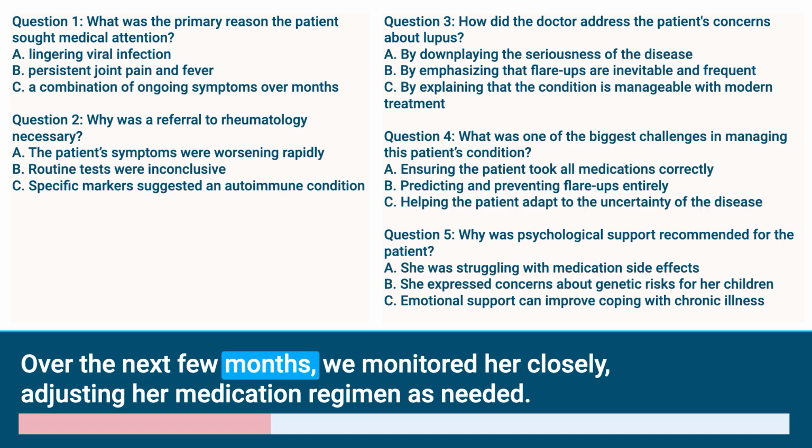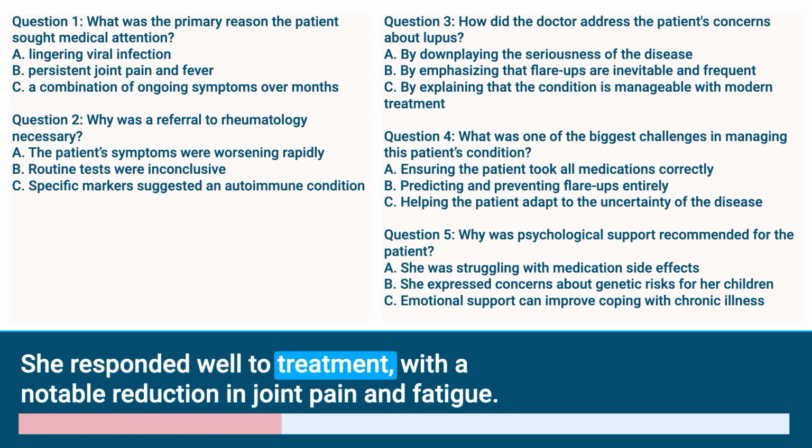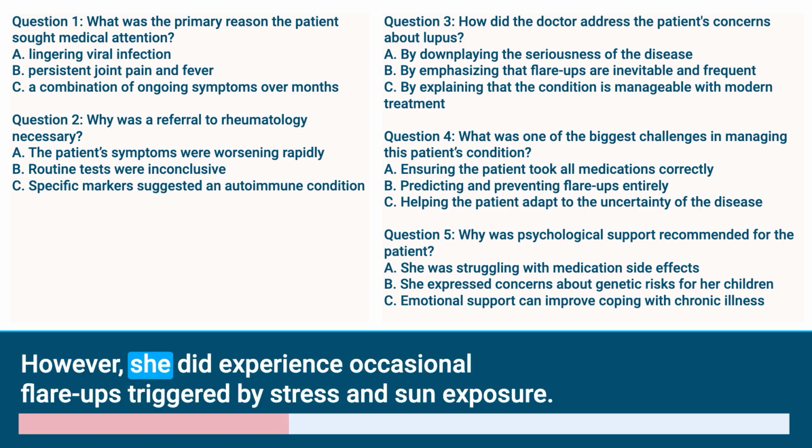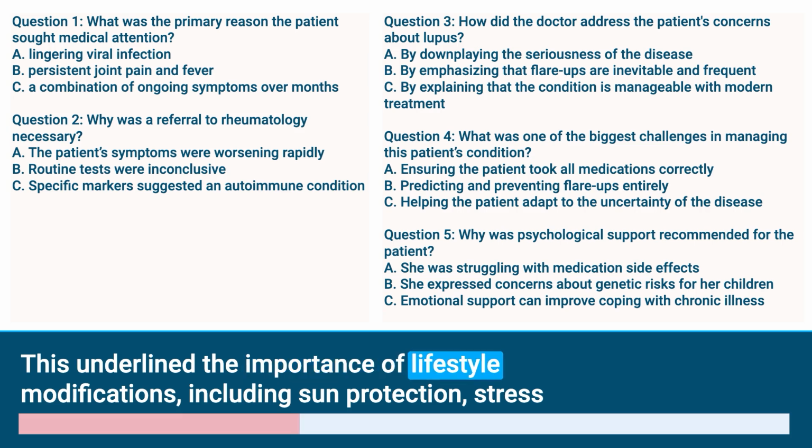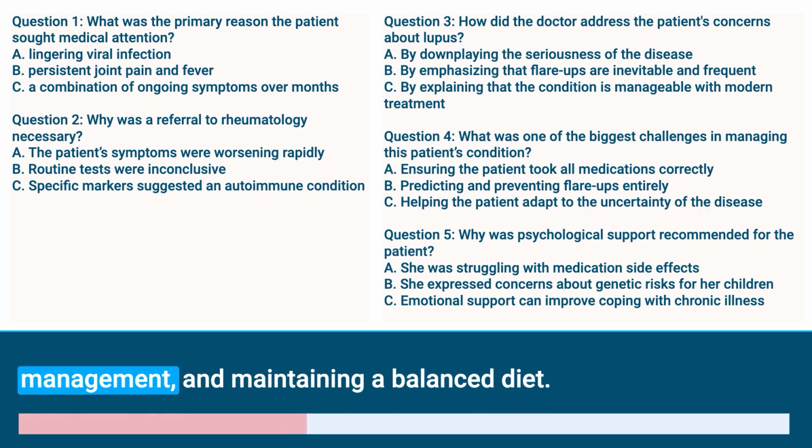Over the next few months, we monitored her closely, adjusting her medication regimen as needed. She responded well to treatment, with a notable reduction in joint pain and fatigue. However, she did experience occasional flare-ups triggered by stress and sun exposure. This underlined the importance of lifestyle modifications, including sun protection, stress management, and maintaining a balanced diet.